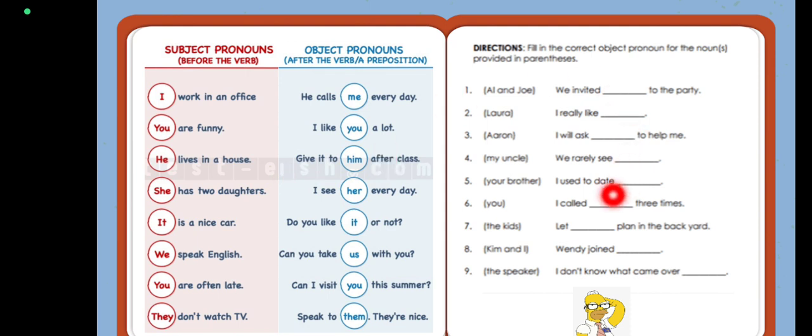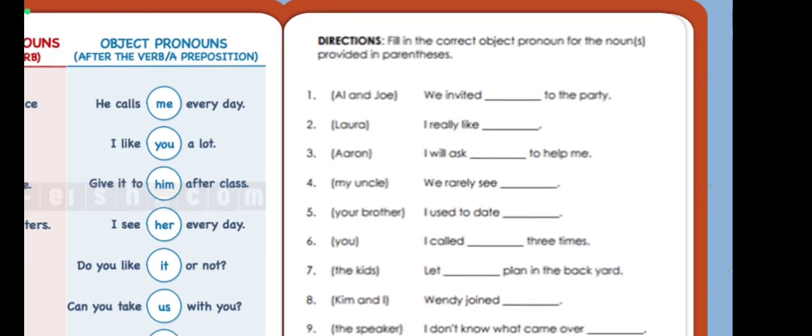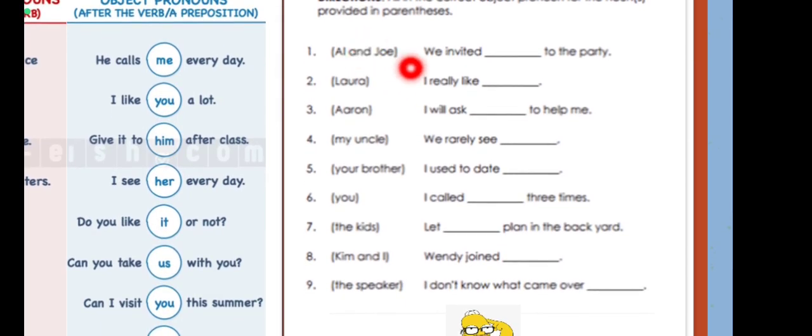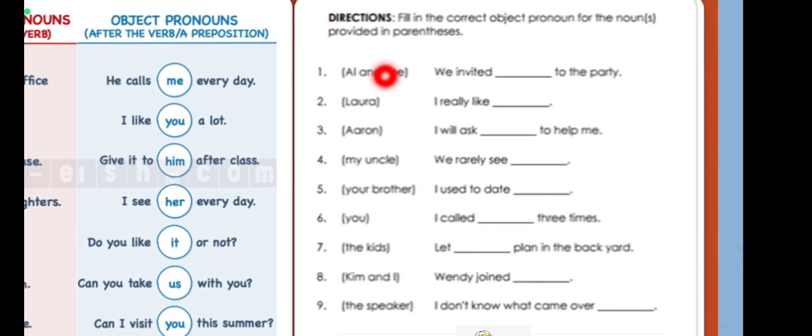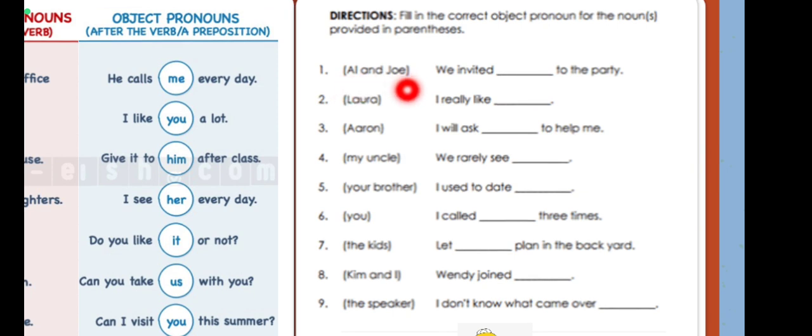Awesome. Now here on the right side we have an activity to practice this topic, which is object pronouns. Between brackets we have the object pronoun that we need to use, and we have a blank we need to complete by using the object pronoun that the someone or something between brackets says. For example, here we have Al and Joe. We invited Al and Joe is a they, so we invited them.